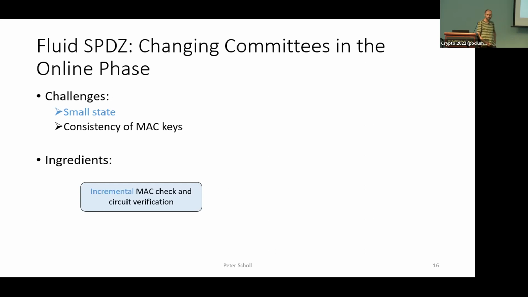And the second challenge we have is that because of the nature of the way the universal preprocessing works, when you have two different committees getting a multiplication triple in the online phase, then they will end up with triples authenticated under different MAC keys.